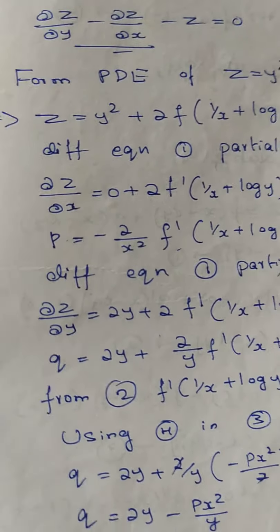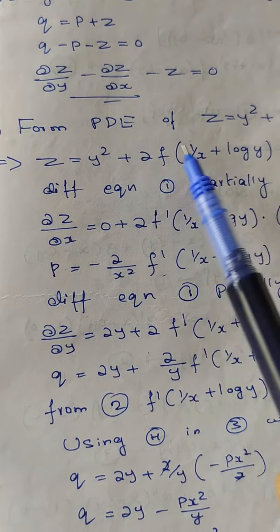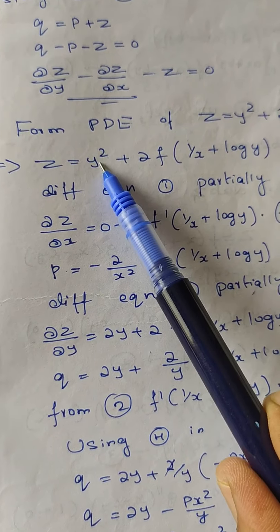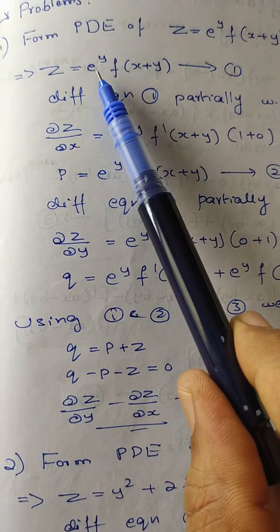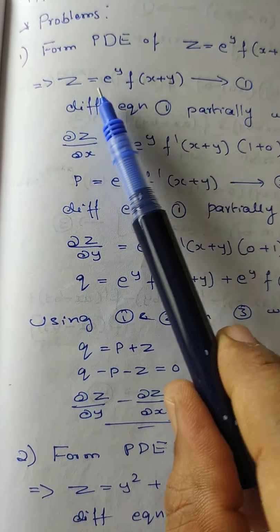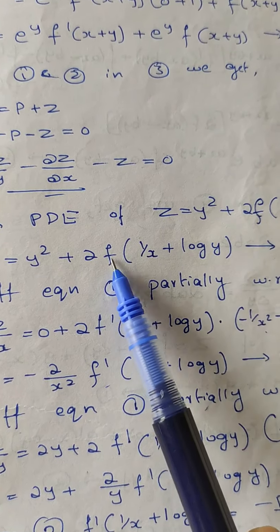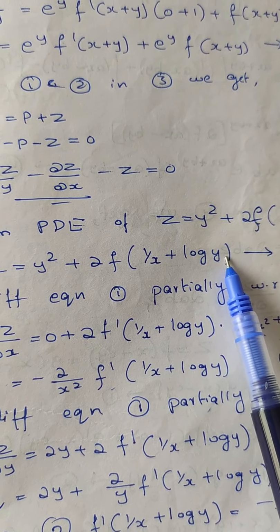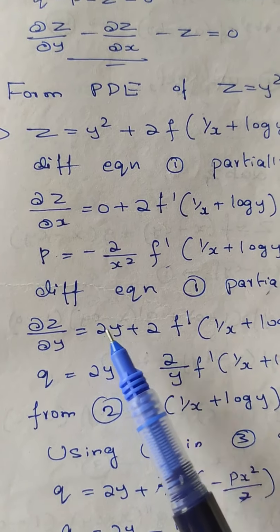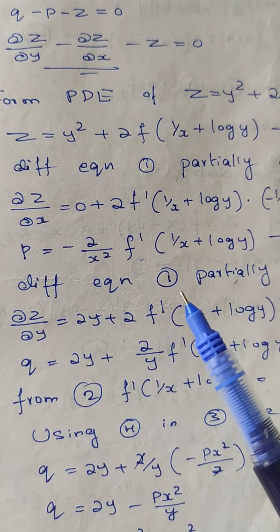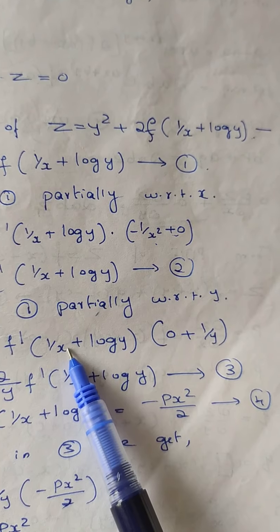Similarly, differentiate with respect to y. See here, there are two terms. In the first term, you have a polynomial. In the second term, it is a sum. In the previous case, it was a product. Since it is a product of two functions, we use product rule. But here, y square and f of y function, it is a sum. Now, derivative of y square is 2y plus y square constant. Derivative of f is f dash of 1 by x plus log y, and 1 by x is constant, 0.